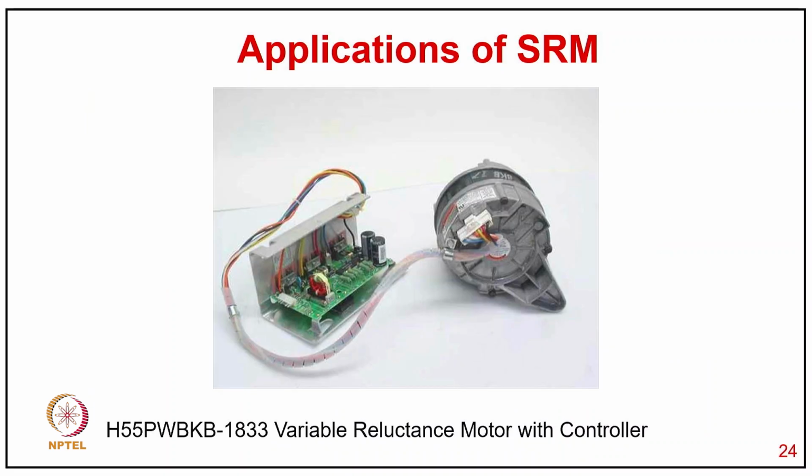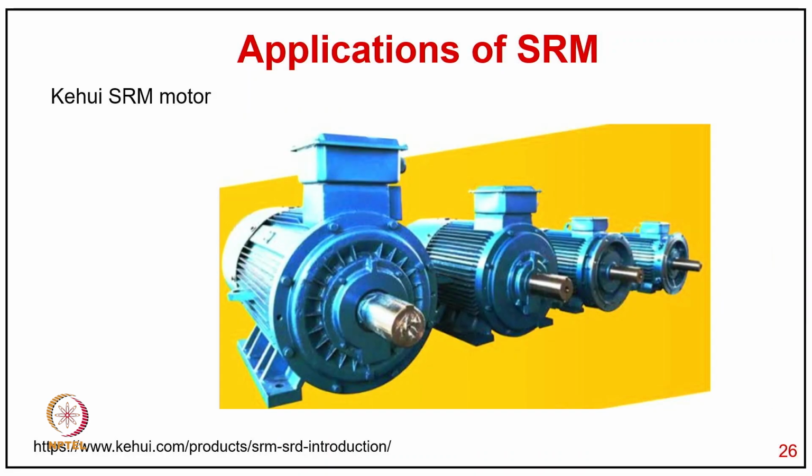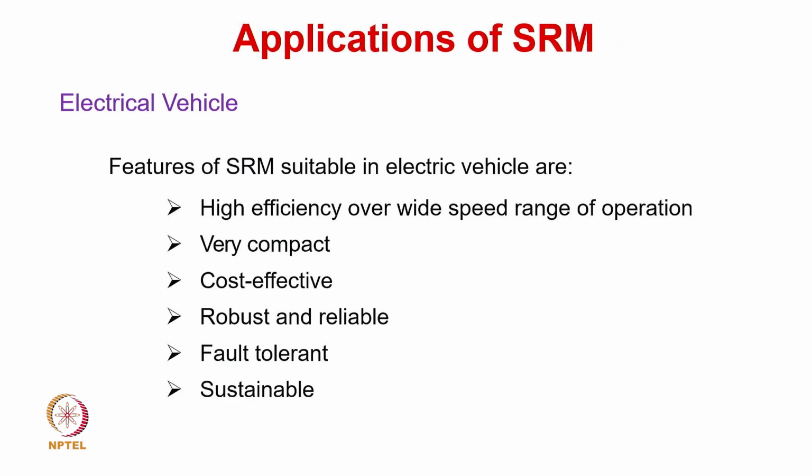Then typically variable with controller. Then a high torque reluctance motor, as you can see the geometry of stator and rotor here in open form. Even both configurations are quite popular. Then the coin switched reluctance motor, a series of.